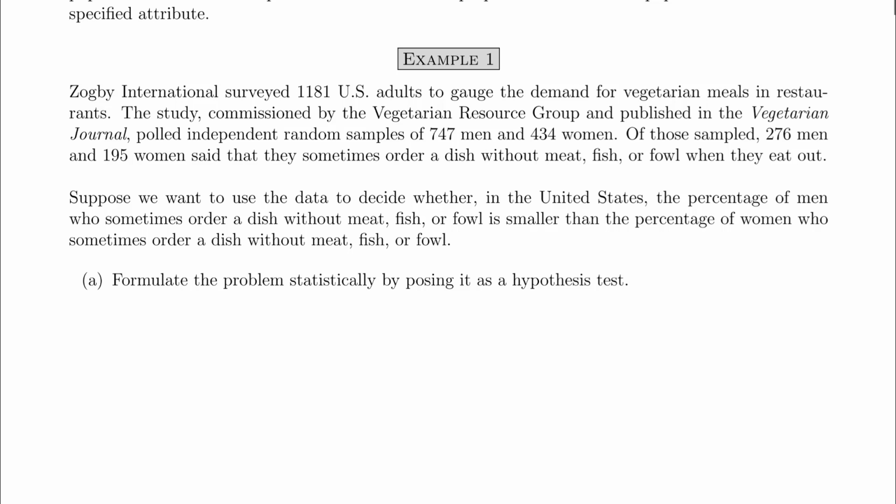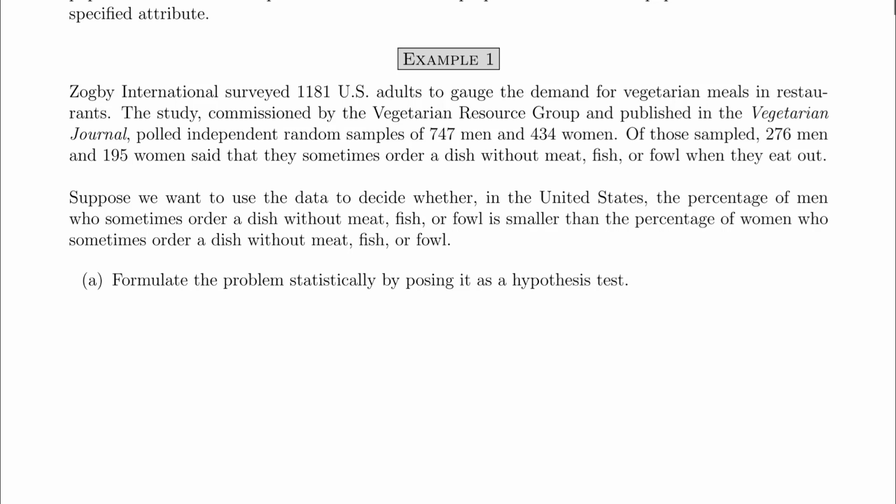Suppose that we want to use the data to decide whether in the U.S. the percentage of men who sometimes order a dish without meat, fish, or fowl is smaller than the percentage of women who sometimes order a dish without meat, fish, or fowl. So the first thing, for part A, says formulate the problem statistically by posing it as a hypothesis test. The attribute that we're looking at here is that they sometimes order a dish without meat, fish, or fowl. We can also say sometimes orders vegetarian.